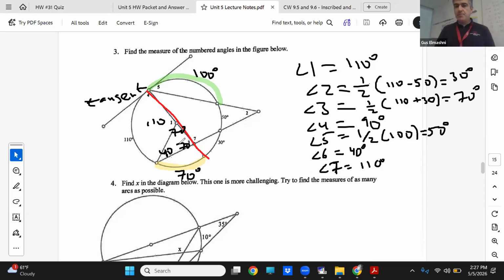But how did you get angle 3? Oh, angle 3 was this over here. It's this and this. Oh, yeah, that rule we talked about today. 110 plus 30. It's two chords, and you have to average it. I mean, add them up, divide by 2. Correct. Why don't you guys try? Yeah. And then we're all done.